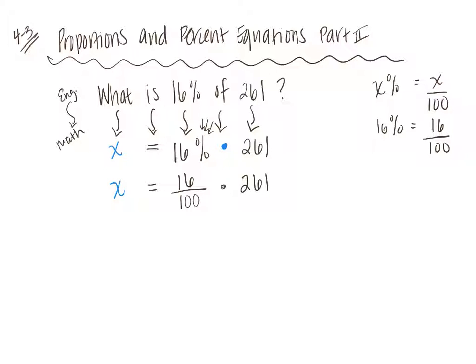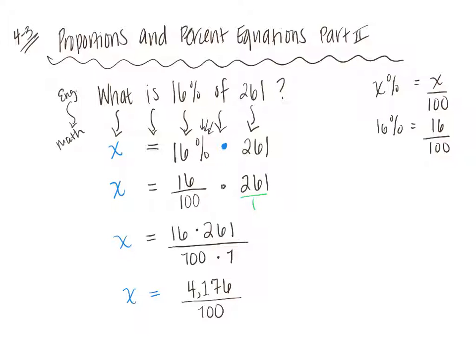So all I'm going to do to solve this now is to put a little 1 under my 261, and I'm just going to multiply straight across. This one's super sweet. X equals 16 times 261 over 100 times 1. That's not so bad. So somebody plug this into a calculator, and what am I going to get? All right, hopefully your calculator gave me what my calculator did. And remember that in order to solve this, anytime I'm dividing by 100, it's like moving a decimal to the left the same number of zeros I have.